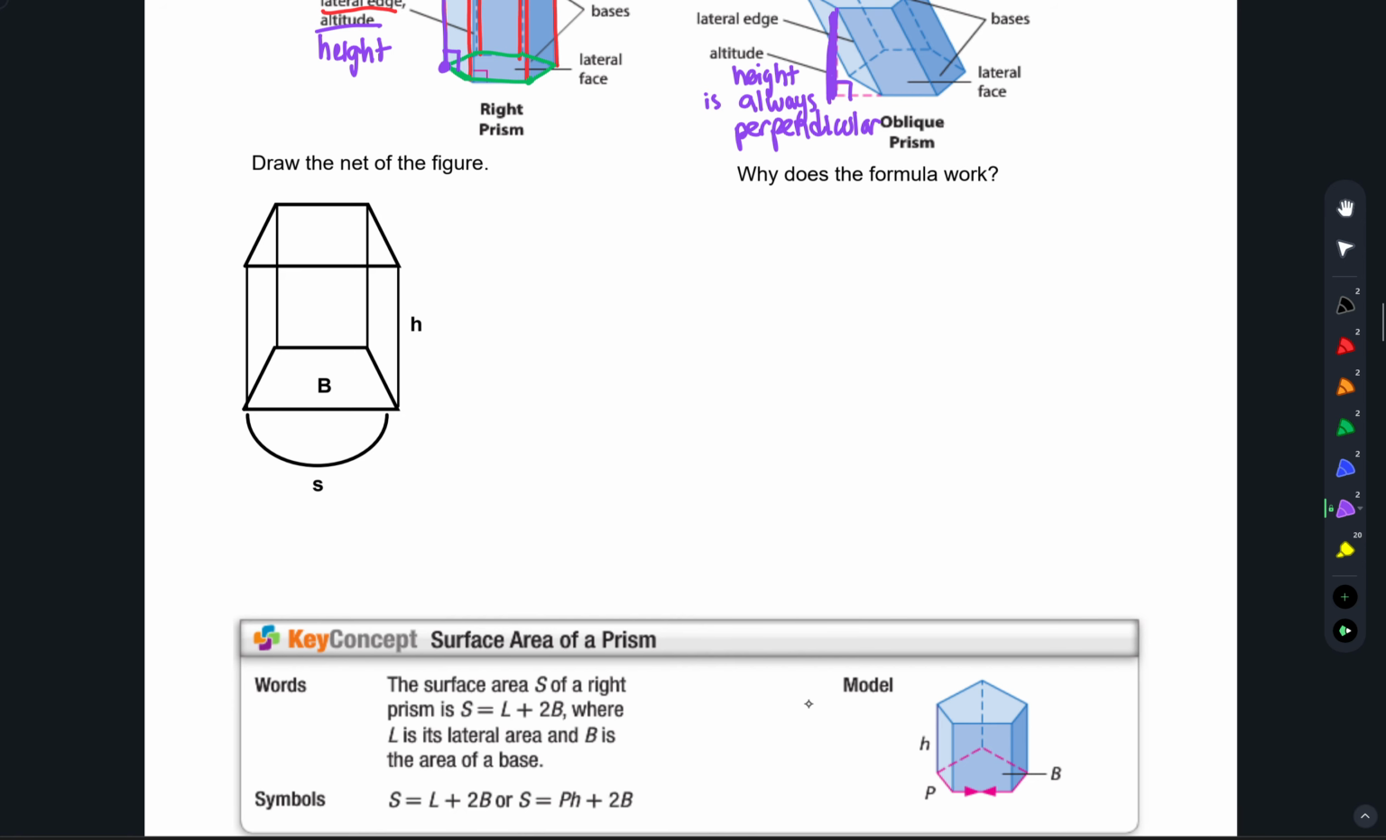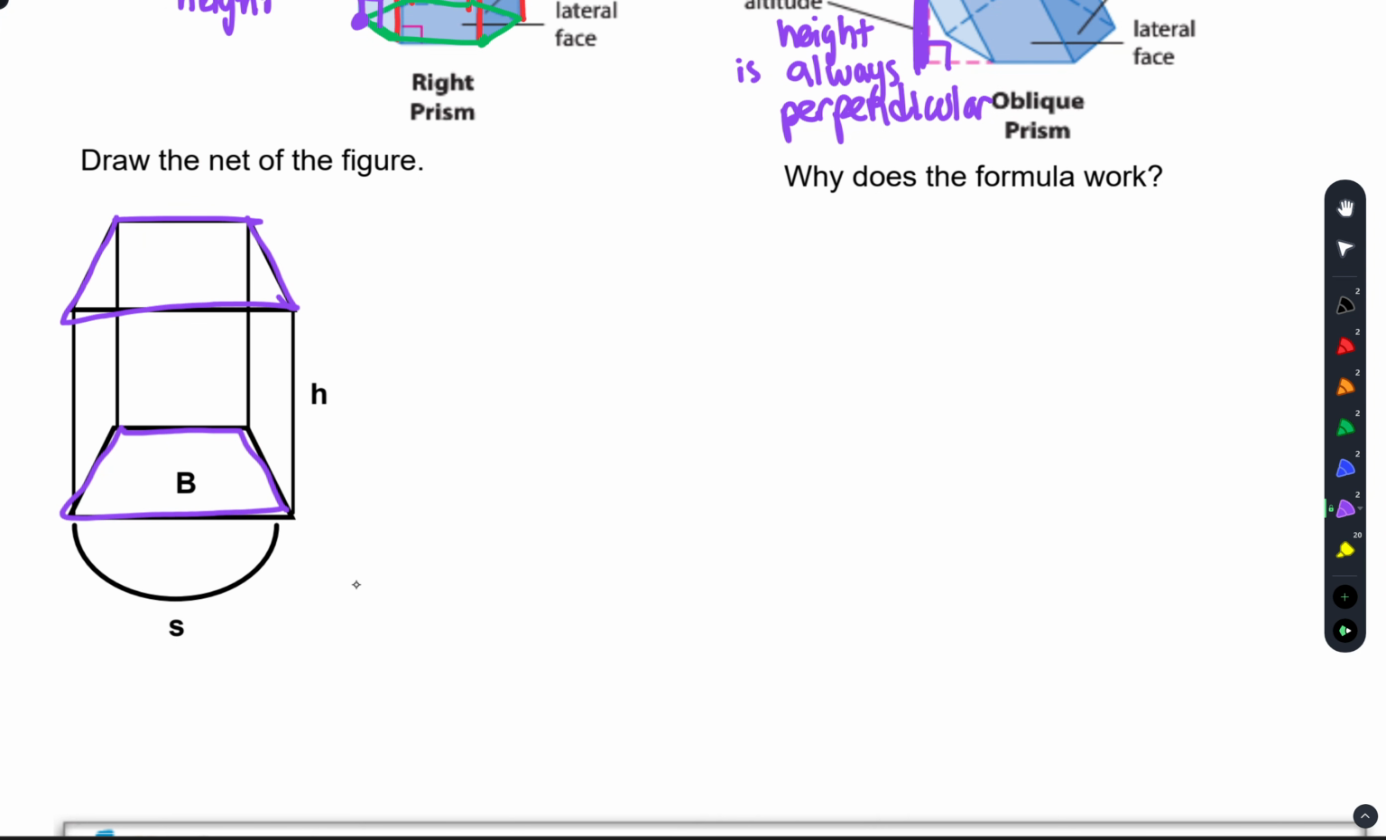We're not going to have to draw a net every single time, but in this case, we're going to draw a net. This shape in particular, we know it's a prism because it has two bases. And then this one's kind of a little bit tricky because of the perspective. It kind of looks like it might be a rectangular prism. However, we're going to call this a trapezoidal prism because those bases are trapezoids. So let's label this trapezoidal. That just means that the base is a trapezoid.